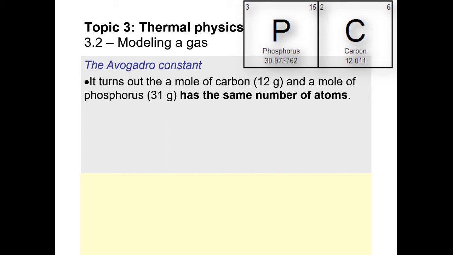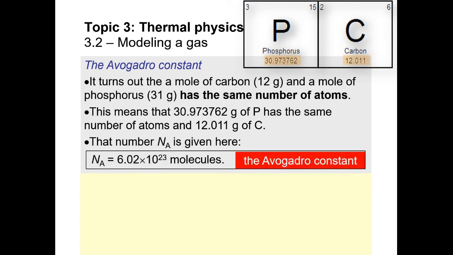Avogadro constant. A mole of carbon-12 and a mole of phosphorus has the same number of atoms. Na equals 6.02 times 10 to the 23 molecules. So 1 mole of any substance contains this amount of molecules.